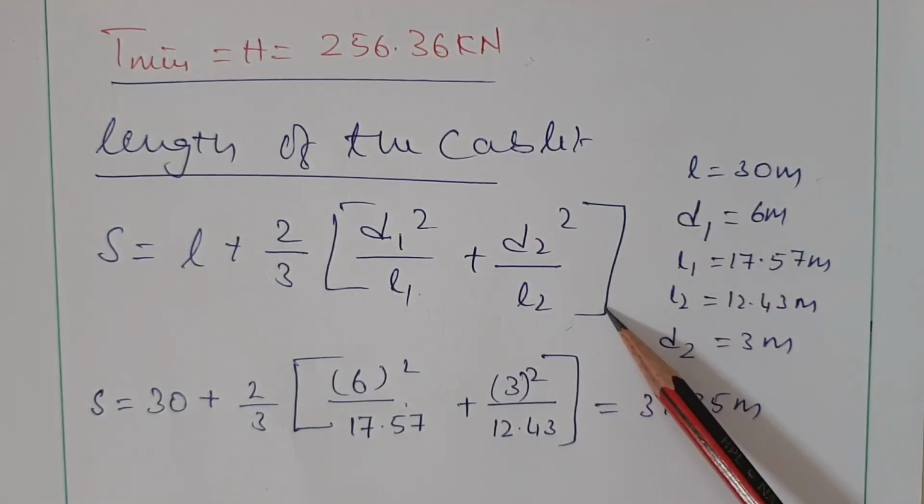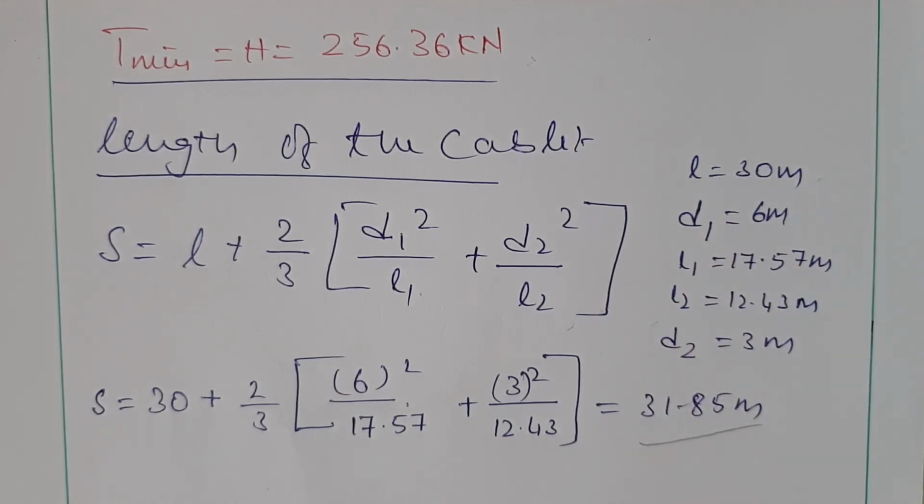This is as follows. Substituting these values, you come to know the length of the cable as 31.85 meters. If the supports are at different levels, the important thing to remember is that the total length will be equal to L1 plus L2, and another formula is L1 by L2 equal to root of D1 by D2, that is, the dip with respect to one point divided by the dip with respect to the other point. That's the additional equation.